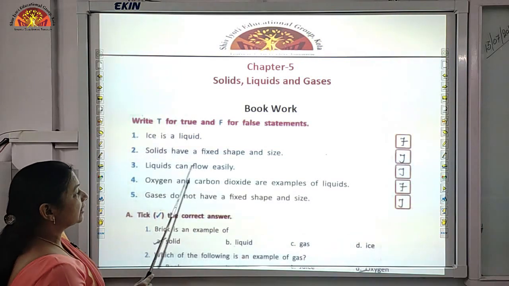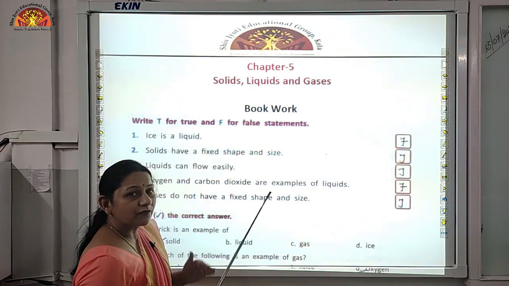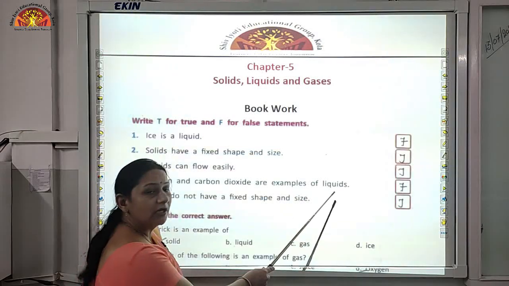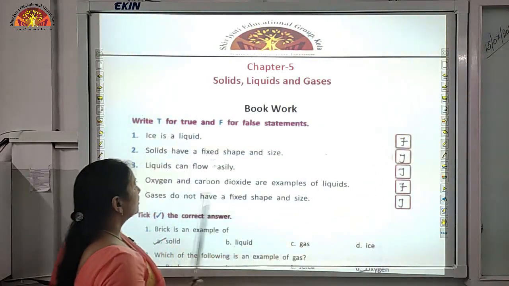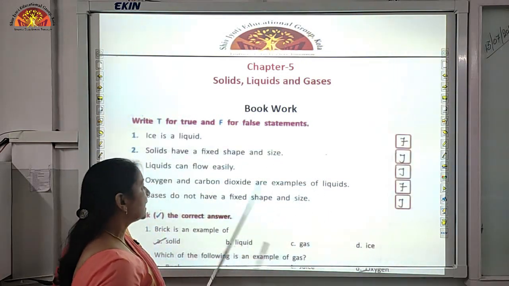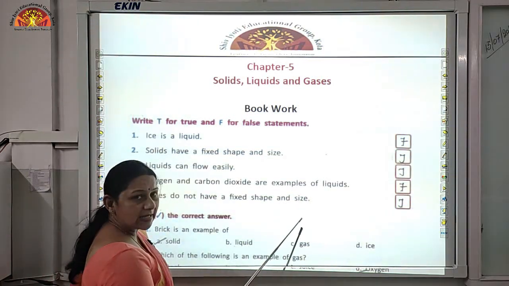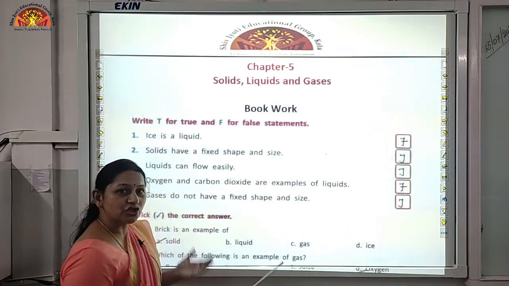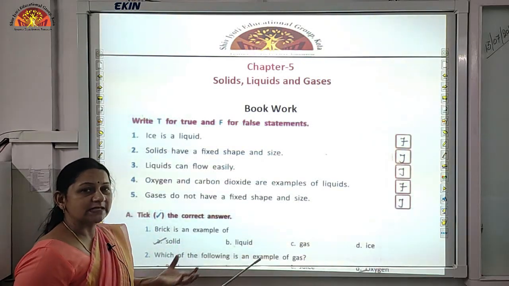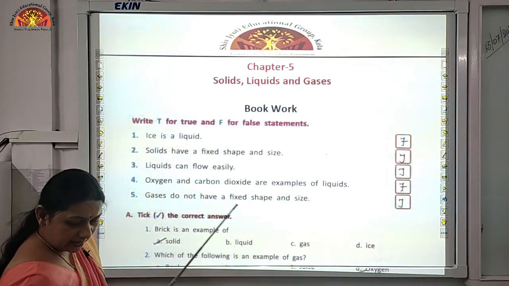Third one, liquids can flow easily. Yes, liquids can flow easily from an upper level to a lower level. Fourth one, oxygen and carbon dioxide are examples of liquids. This statement is a false one because oxygen and carbon dioxide are not liquids, they are examples of gases. Then fifth one, gases do not have a fixed shape and size. Yes, gases neither have a fixed shape nor a fixed size. They take the shape of the container or vessel in which they are kept and they take up the entire space.